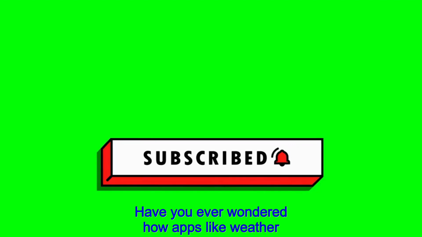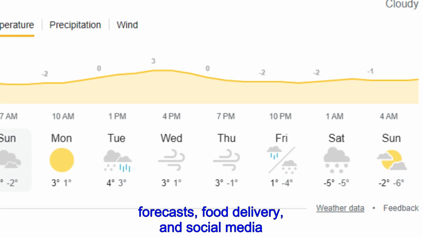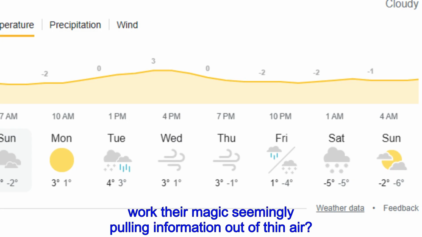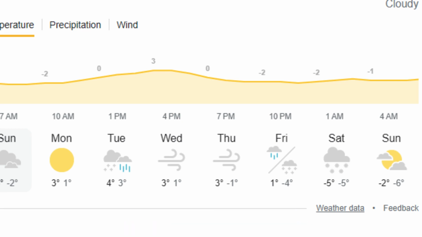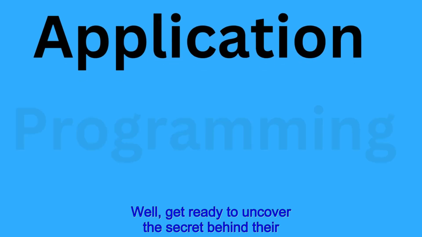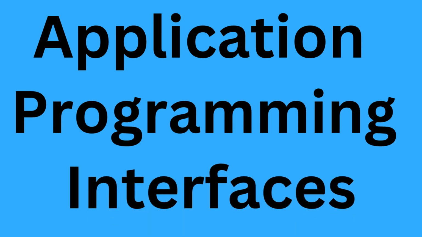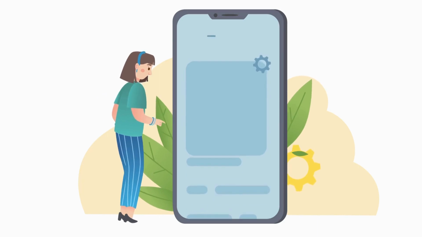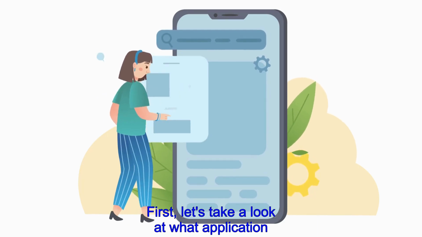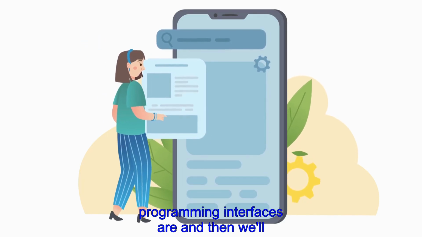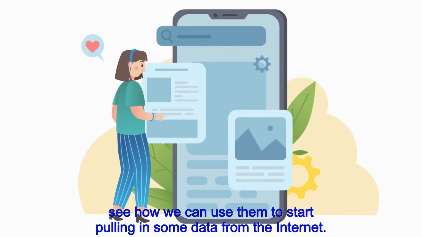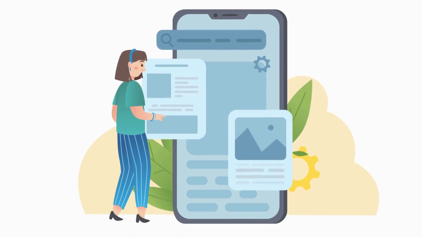Have you ever wondered how apps like weather forecasts, food delivery, and social media work their magic, seemingly pulling information out of thin air? Well, get ready to uncover the secret behind their superpowers: application programming interfaces, or APIs. First, let's take a look at what application programming interfaces are, and then we'll see how we can use them to start pulling in some data from the internet.